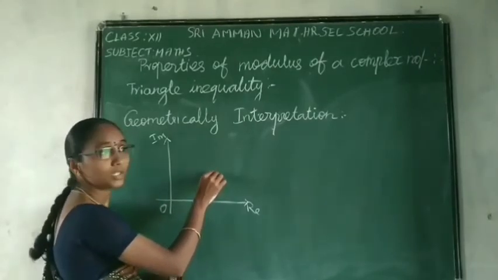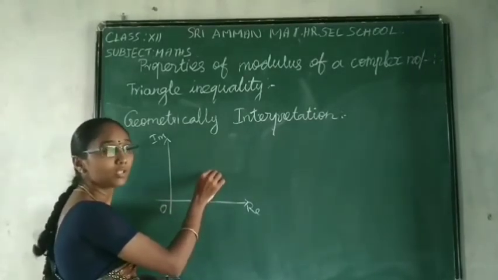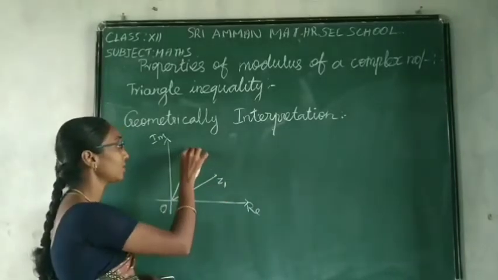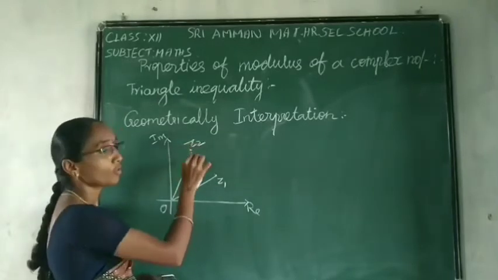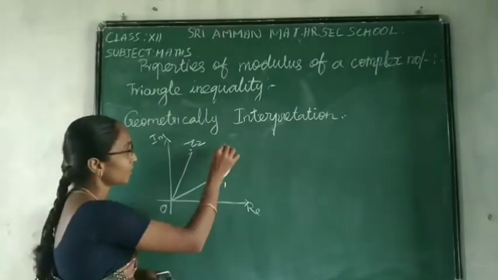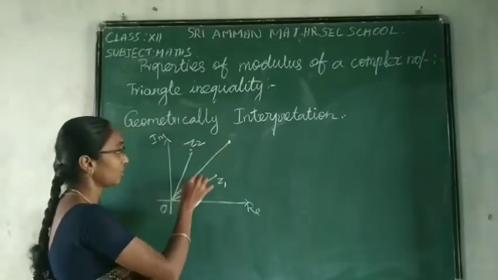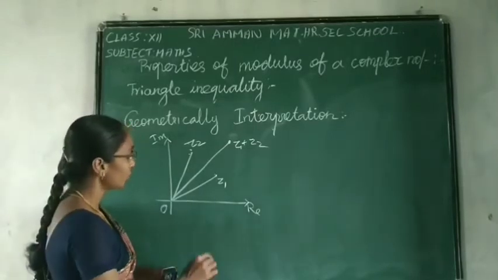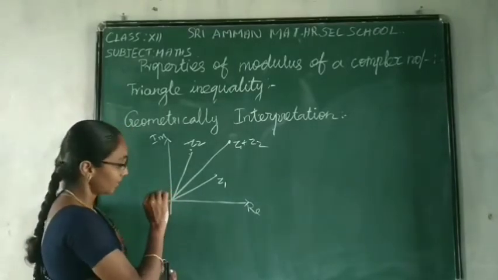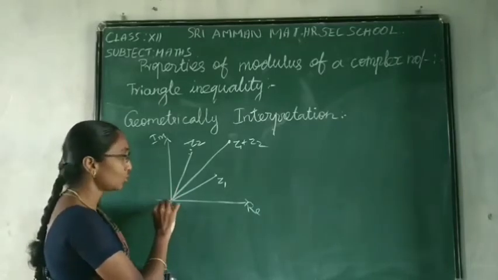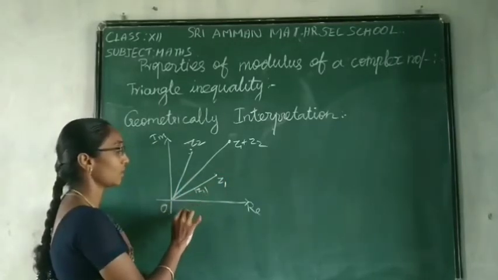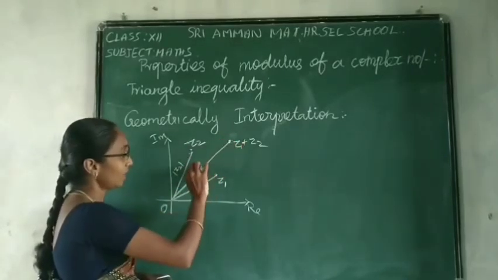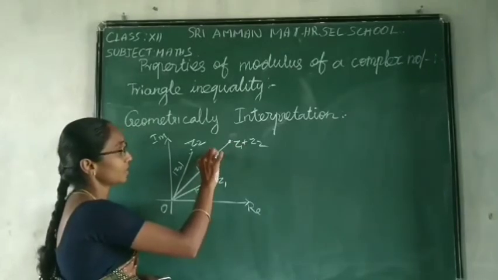Now I plot this point, which I denote as Z1. Sorry, Z1. And this point is Z2. So the value of Z1 plus Z2 is represented in this place. Okay. So the modulus value is the length from 0 to Z1. This one is modulus of Z1. This one is modulus of Z2, and this one is modulus of Z1 plus Z2.